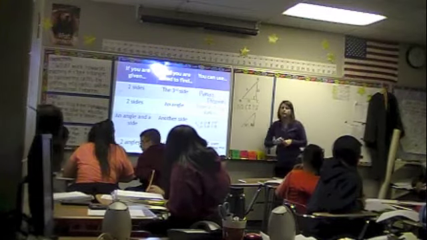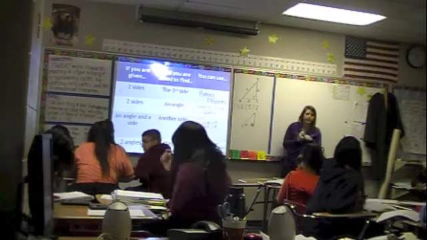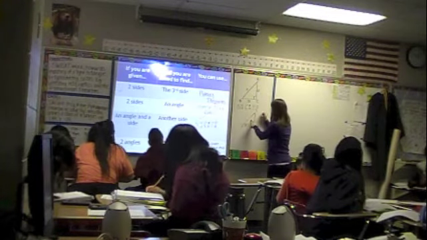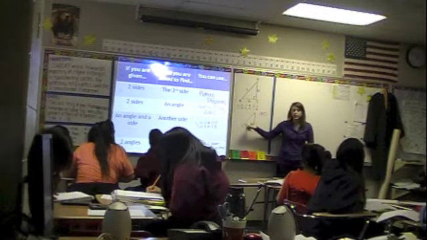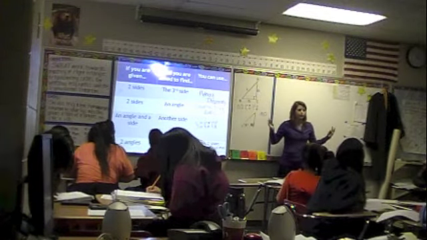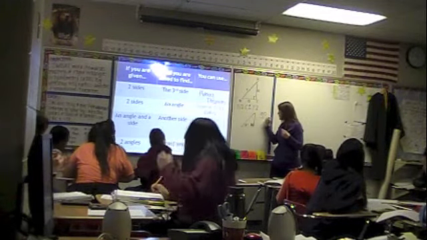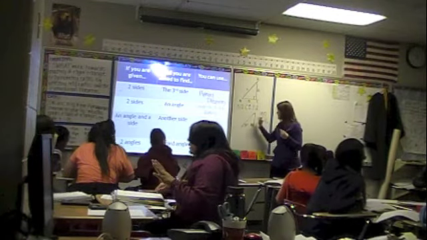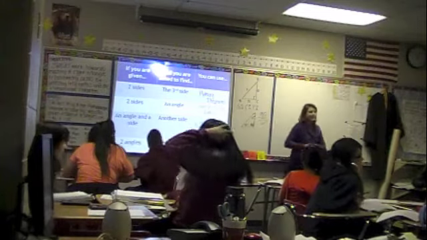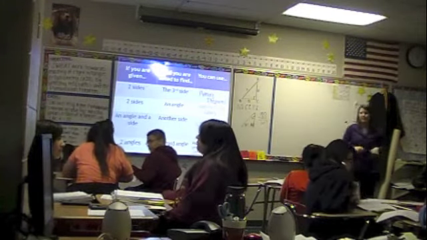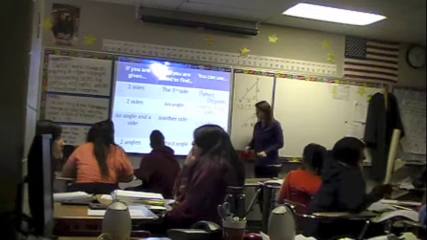Hold on, just watch. If an entire triangle is 180 degrees, we know that this whole thing has to equal 180. Okay? So if this is 90 and this is 30, what does that add up to? 120. What's 180 minus 120? 60 degrees. That's one of our triangles: 30, 60, 90.